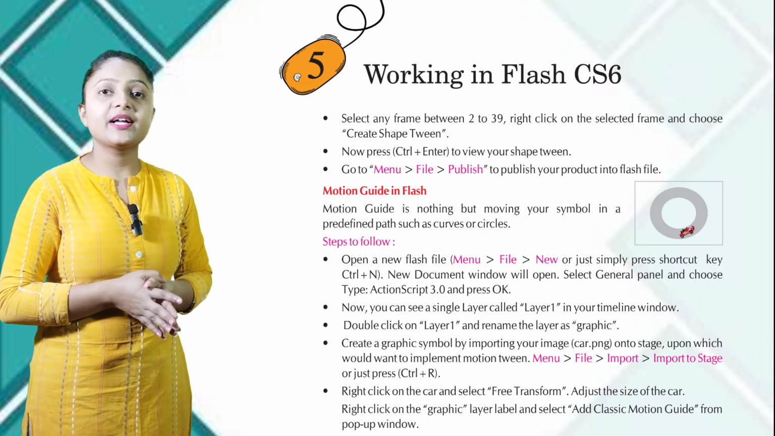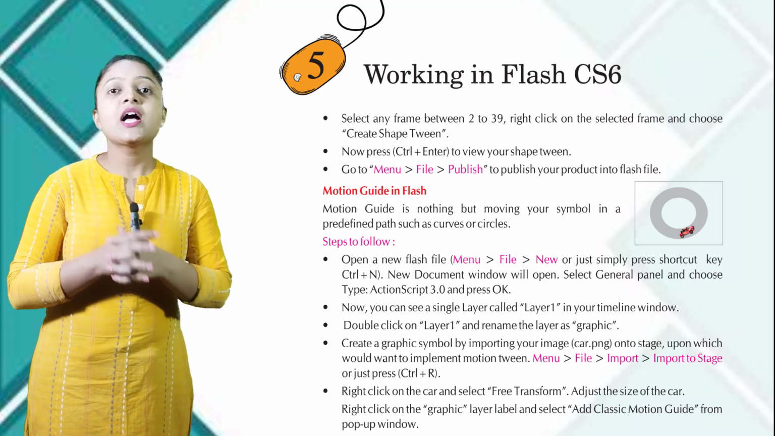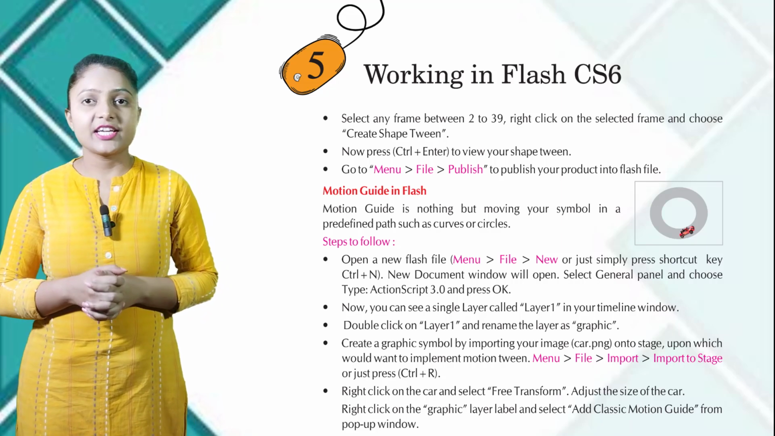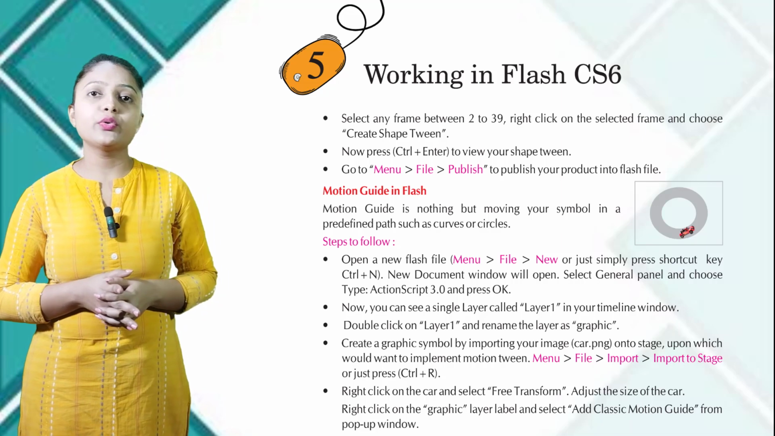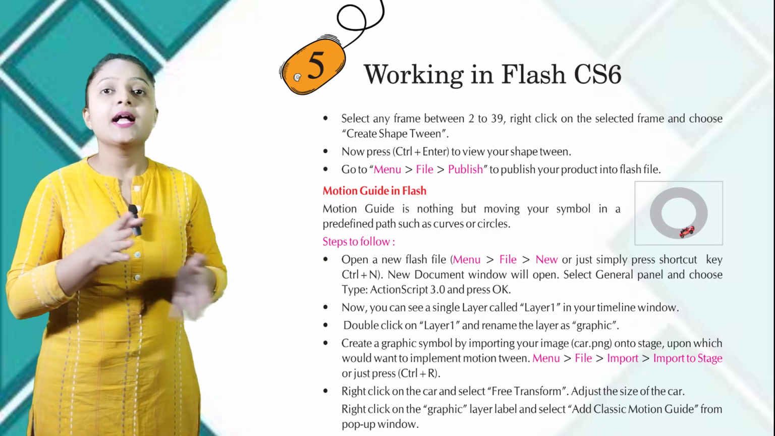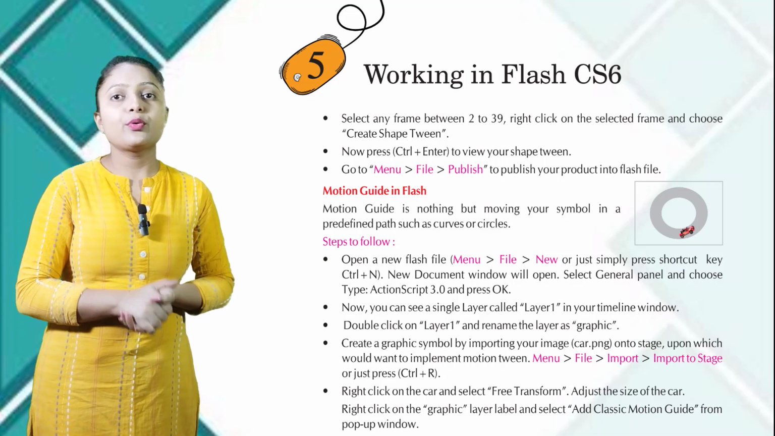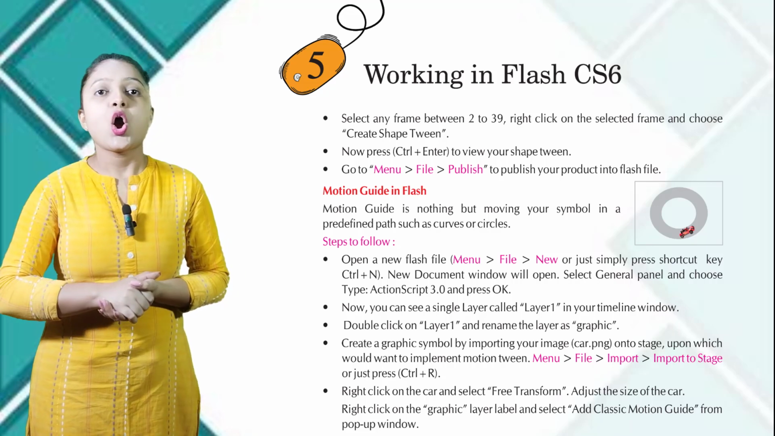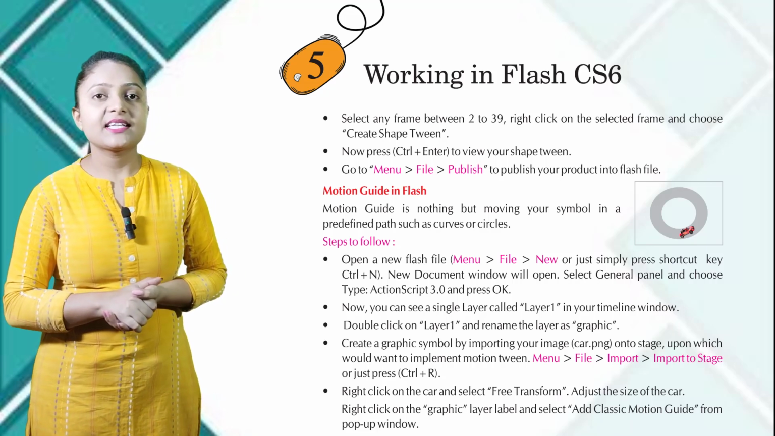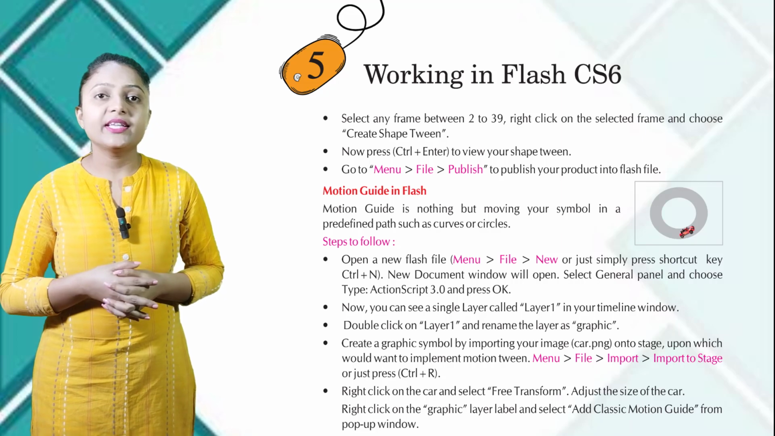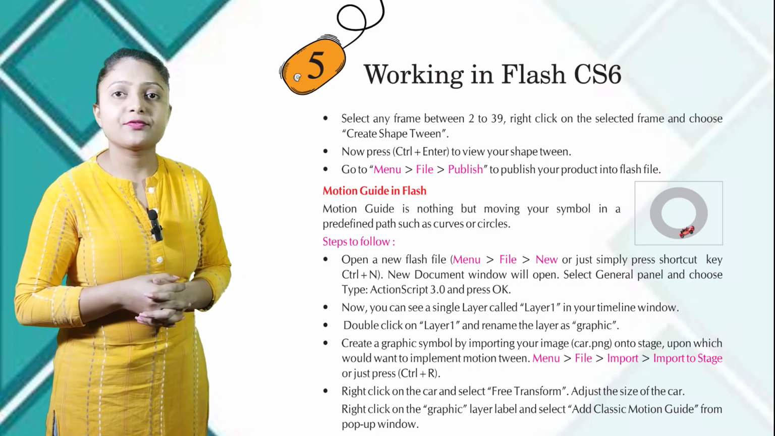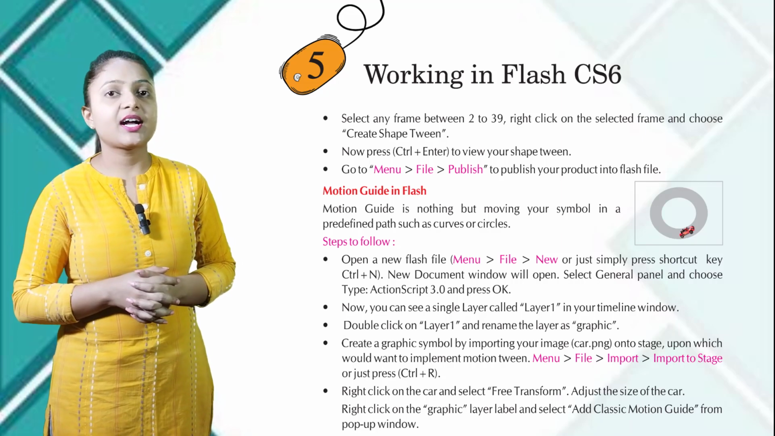Double click on Layer 1 and rename the layer as Graphic. Create a graphic symbol by importing your image car.png onto the stage upon which you would want to implement the motion tween. Menu, then file, then import to stage, or just press Ctrl plus R. Right click on the car and select free transform. Adjust the size of the car.